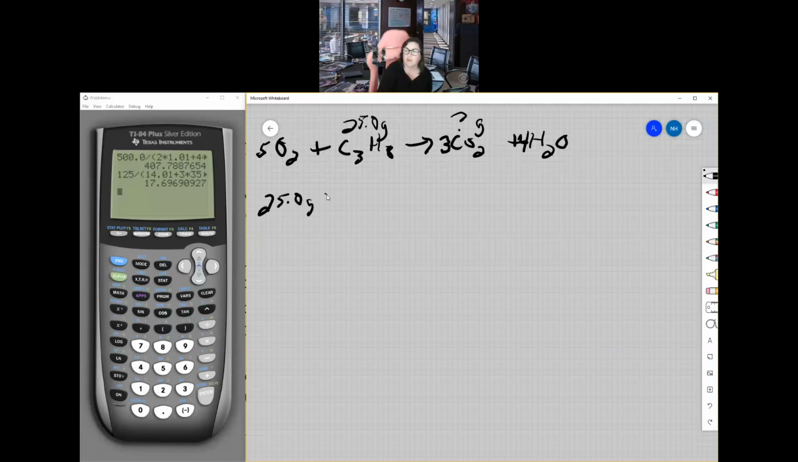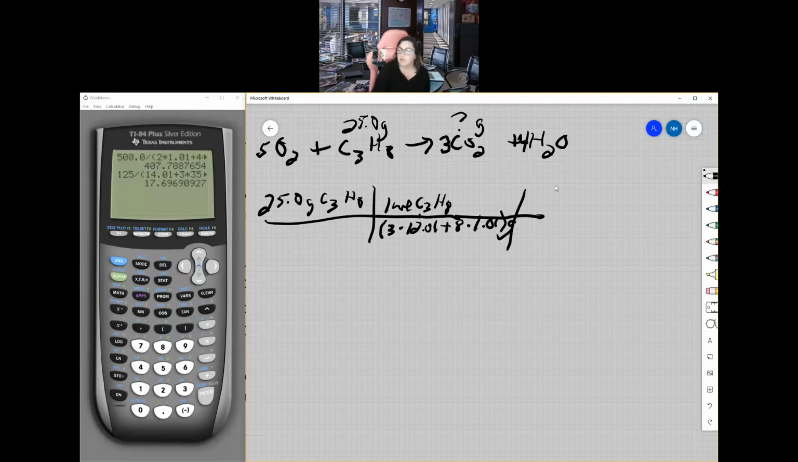When in doubt, convert to moles. 25.0 grams C3H8, divided by C3H8 times 12.01 plus 8 times 1.01. I know that there is 1 mole C3.